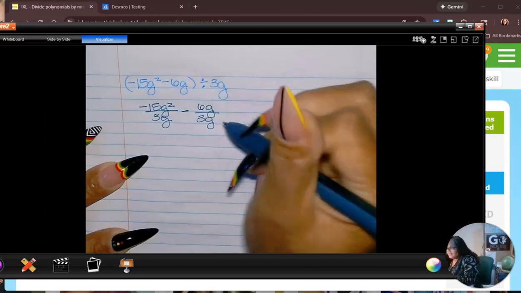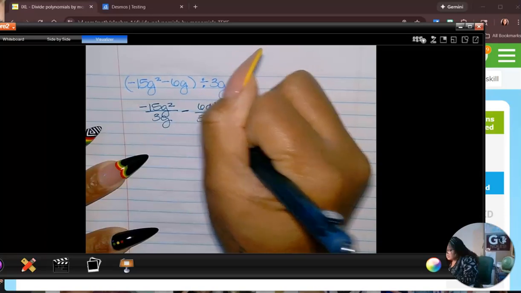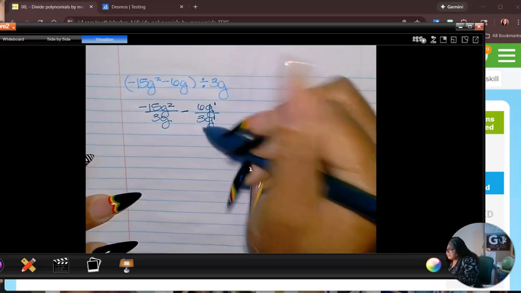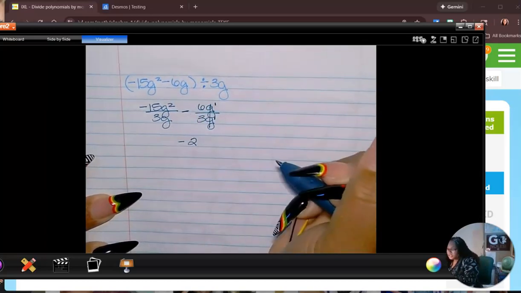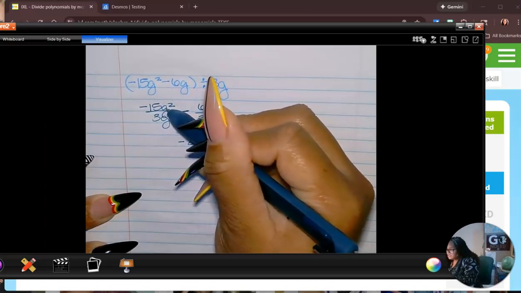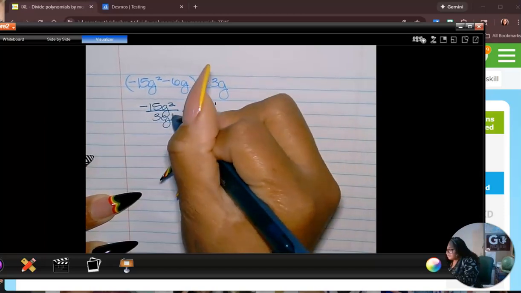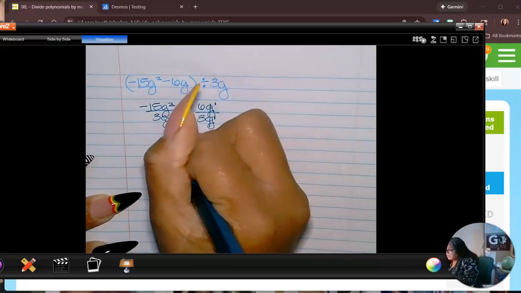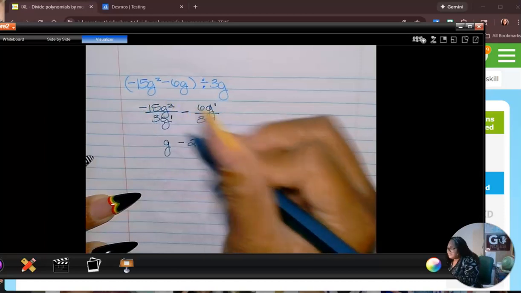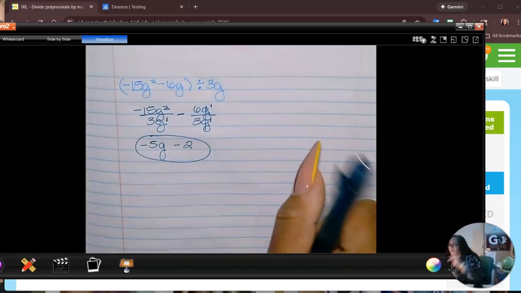That way you can see that these g's will cancel out because it's a g on top of a g. This would be 1 and 1, and 1 minus 1 is 0. So this is just 6 divided by 3, which is a 2. Then I have negative 15, 3, and g squared divided by g. So this is a 2 and this is a 1. I would subtract 2 and 1, and I'm going to end up with 1g, and then negative 15 divided by 3 is negative 5. So that is what we get when we divide by 3g.